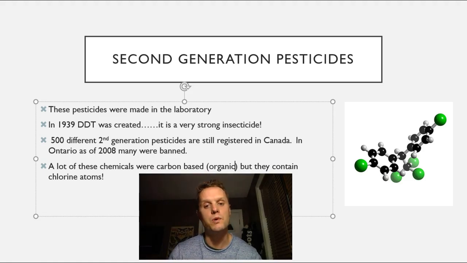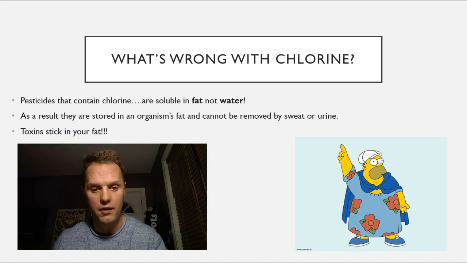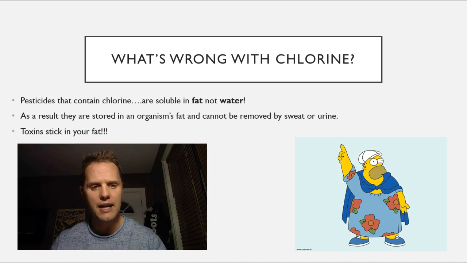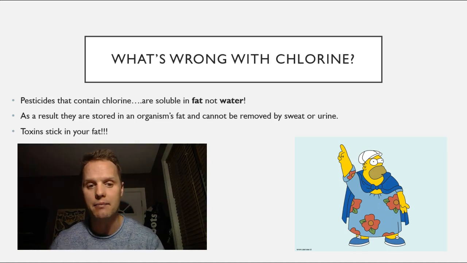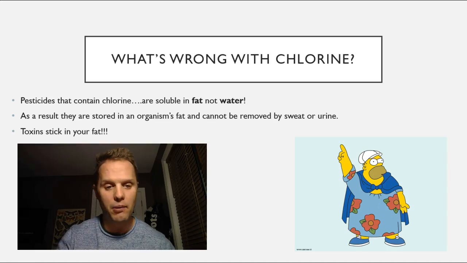So a lot of these chemicals were carbon-based, which means they're organic, but they also contain chlorine atoms. Now, this makes them particularly dangerous. Pesticides that are really big or that contain the atom chlorine are soluble in fat, not water. They're fat soluble, which means they're stored in an organism's fat and cannot be removed by sweat or urine. And that means that these toxins stick in your fat. Over time, because your body can't easily get rid of them, if you come into a lot of contact with it, it will end up building up in your body.